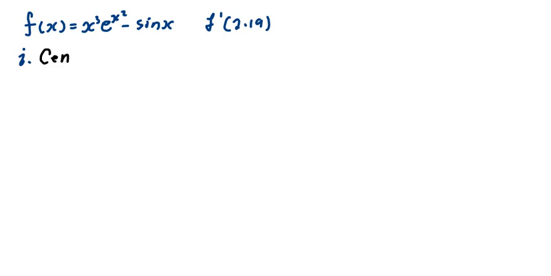So I have my function f of x equal to x to the power 3 by e to the x squared, minus sine x. We are looking to approximate f prime of 2.19 using the central difference formula as well as the 3-point endpoint formula. I'm going to start with the central difference formula, which is more like the 3-point midpoint formula.